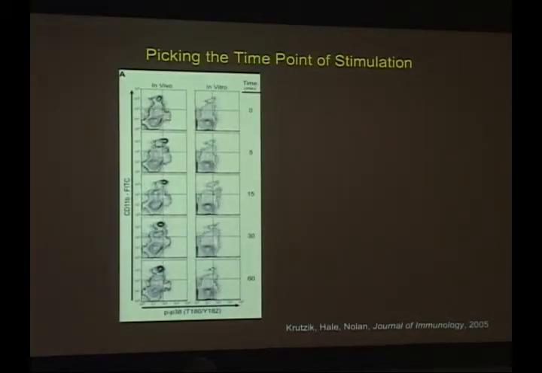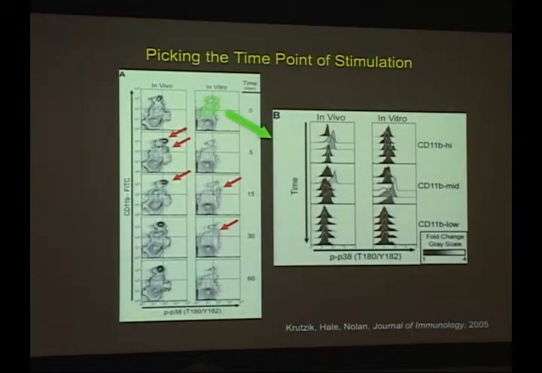And by the same token, the time point of stimulation is really important. Here is an example comparing in vivo versus in vitro, where we did LPS stimulation. In vivo, we had a really rapid time course, from 0 to 5 minutes, 15, and back down. Whereas in vitro, that signaling actually took a little bit longer, more in that 15 to 30 minute ballpark.